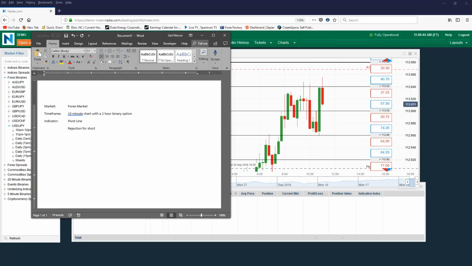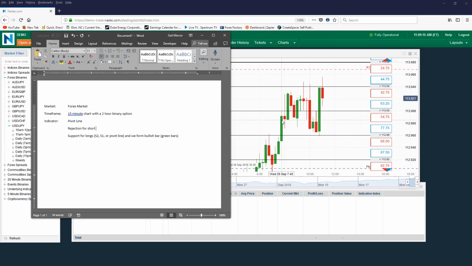Okay, and we want to see support for longs. Okay, well, what does that mean? Okay, that means that maybe it is at S2, S1, or the pivot line, if I can spell today. Okay, and we form a bullish bar. Okay, for those of you that don't know, a bullish bar is a green bar.